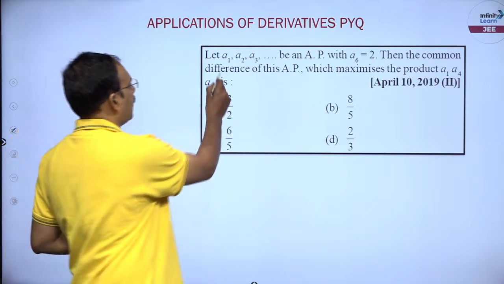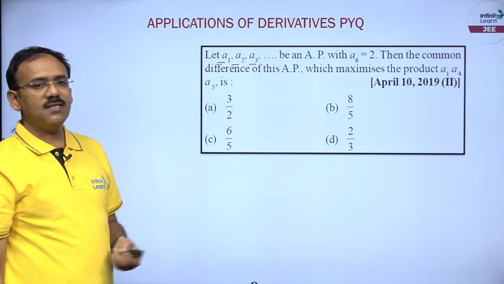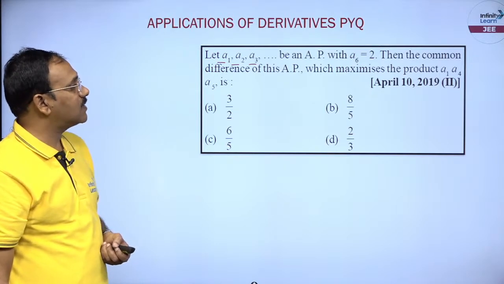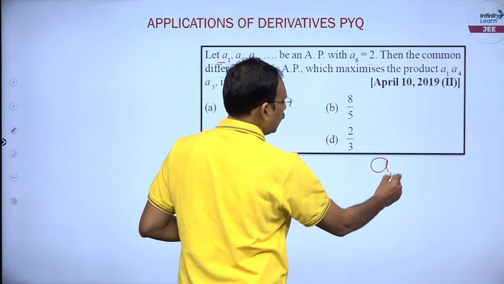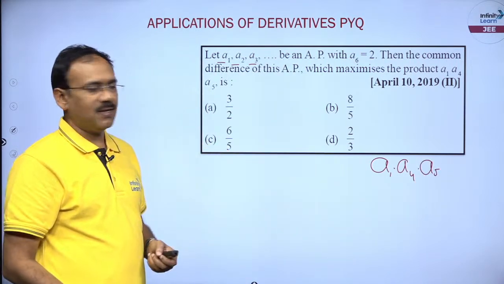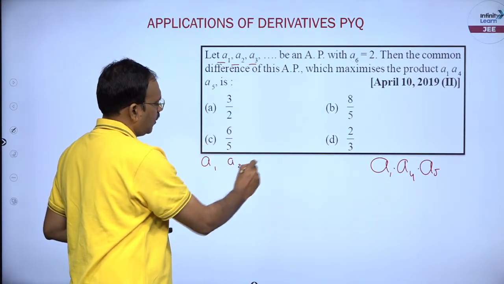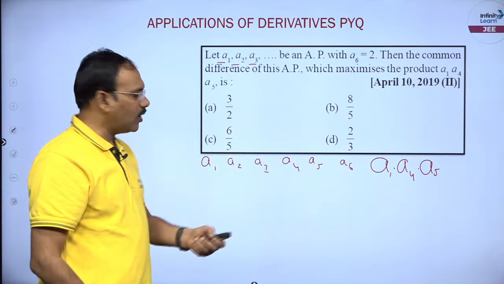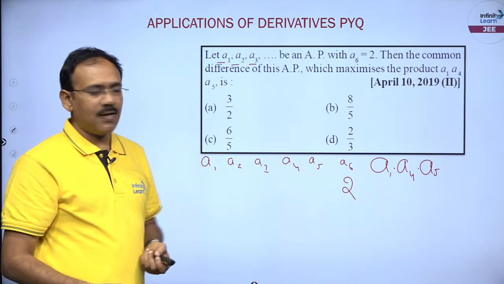Here you see A1, A2, A3 and so on are in AP, given A6 is equal to 2. Find the common difference of the AP which maximizes the product A1, A4, A5. You see, A1 into A4 into A5, this product is to be maximized. Given A6 is already 2, suppose friends this is A1, A2, A3, A4, A5, A6. I want this product to be maximized. He has already given this as 2, but these numbers are in AP.